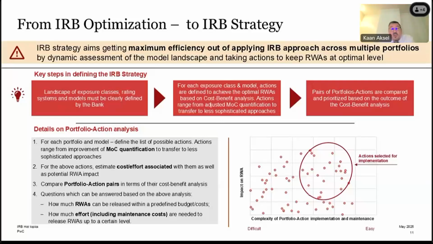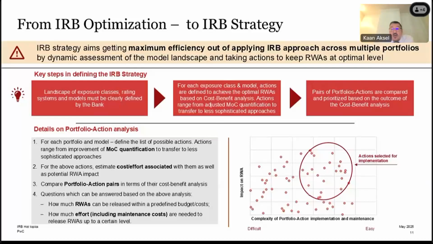But above all, in either case, when we have a hypothesis where we might be able to improve risk weight assets, we need to estimate the cost and effort associated with improvement, because not every effort is worth trying. Not every effort will bring me the improvement in risk weight assets terms. So we need to understand how much risk weight assets I can release within a predefined budget cost framework, how much effort is needed, and to what kind of level of expected improvement that might lead.